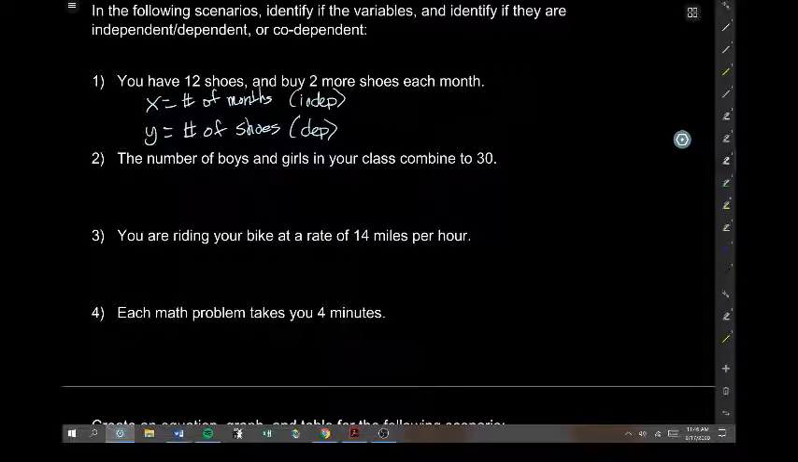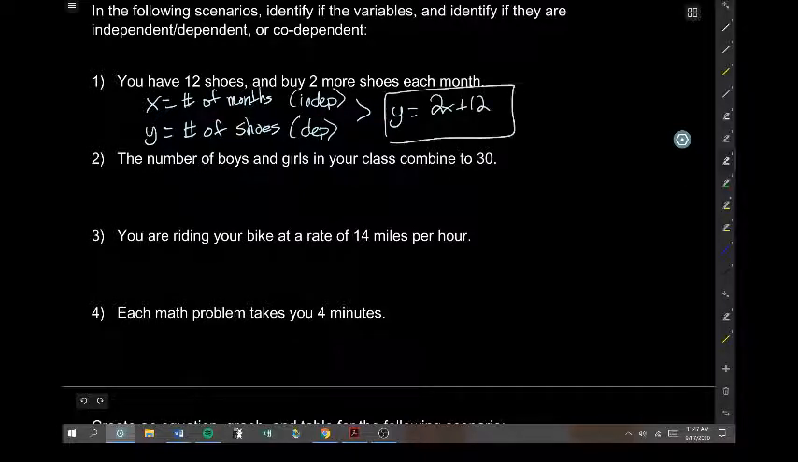When you have an independent and dependent variable, it's going to set up in slope-intercept form. This would be the equation. 2 shoes per month, starting at 12 shoes. I didn't ask you to find the equation. I'll talk more about why that's the way it is eventually.